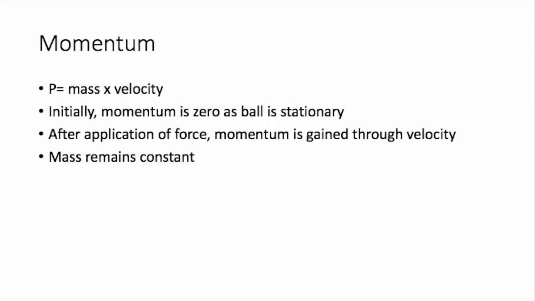Initially, momentum is zero as the ball is stationary and therefore has no velocity. After the application of force by the kick, momentum is gained primarily through velocity as the mass remains constant and therefore cannot contribute to the gain of momentum. This gain of momentum will cause the ball to fly through the air in a curvilinear fashion towards the goal.